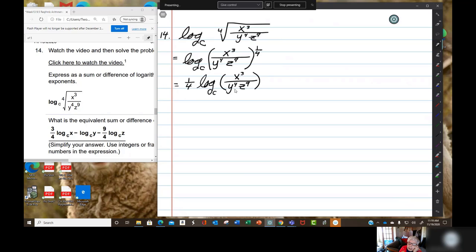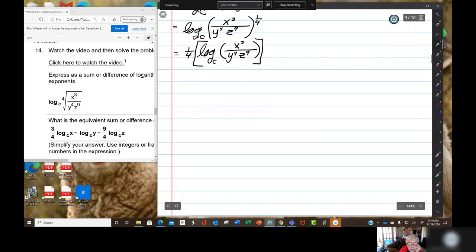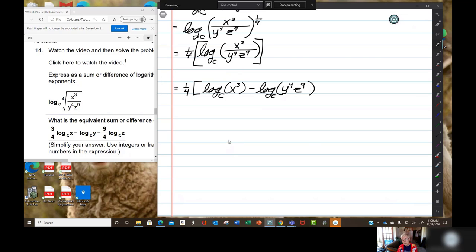Now, we've got a quotient, then we've got a product. We're going to have to do a lot of stuff with this. So this 1/4 is times all of this. So I better put brackets. So that'll be 1/4 times log base C of x to the third minus log base C of y to the fourth z to the ninth. Oh goodness. Okay.